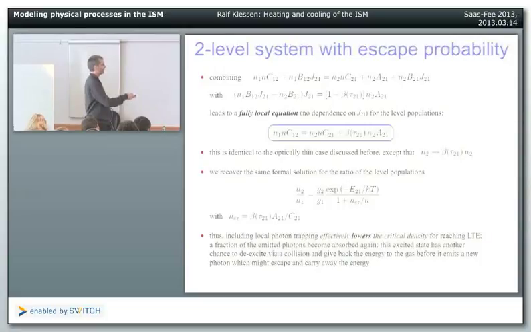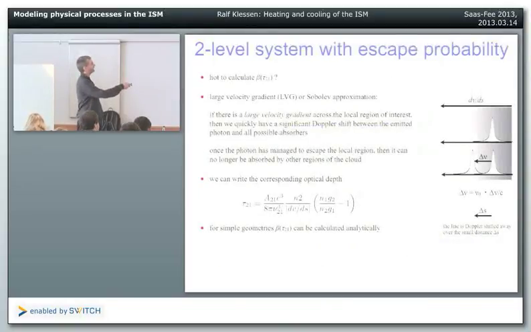We recover the same formal solution for the level populations like that, only that now our critical density is not just the ratio of the radiative and the collisional coefficient, but it is weighted, if you wish, reduced by the escape probability. So this effectively lowers the critical density for reaching LTE, because not all the photons escape, a few are re-emitted.